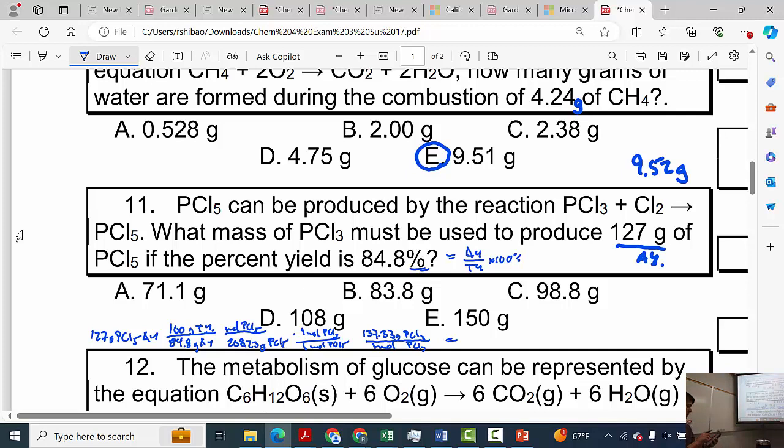All right, so let's do the calculation. 127 times 100 divided by 84.8, divided by 208.23, times 137.33. I got 98.77.